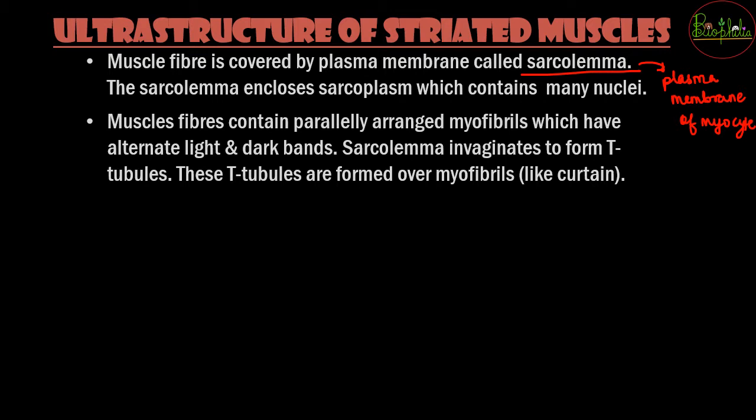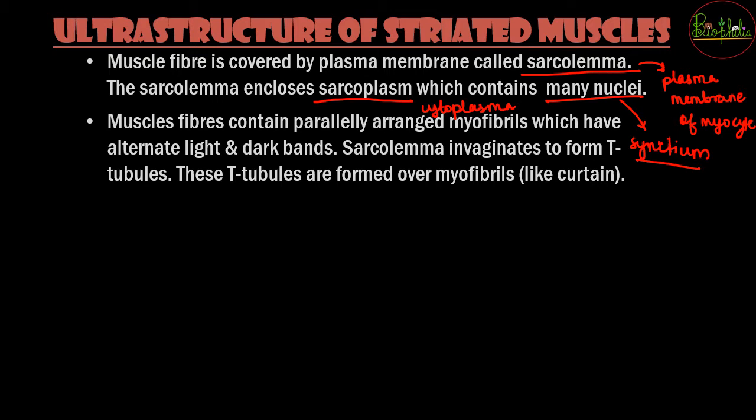So this sarcolemma is going to enclose a sarcoplasm. जैसे cytoplasm होता है, similarly there is going to be sarcoplasm, and that is going to contain many nuclei. Many nuclei को condition को क्या बोलते हैं? You call it the syncytium. Many nuclei in a single cell, syncytium condition.